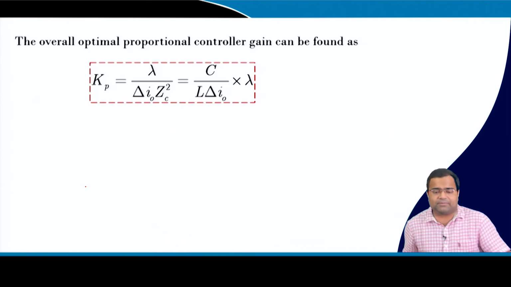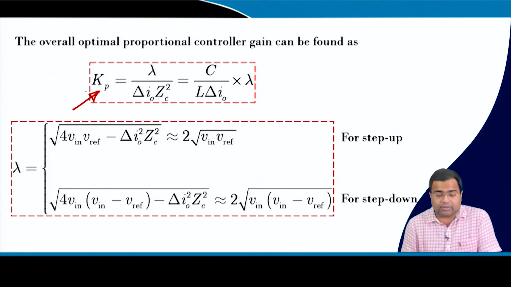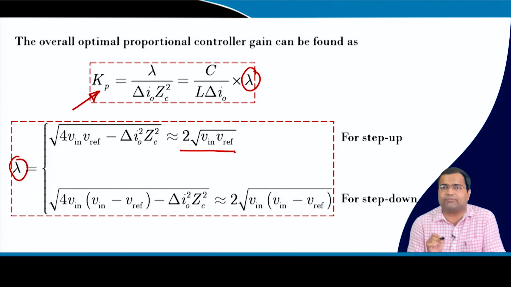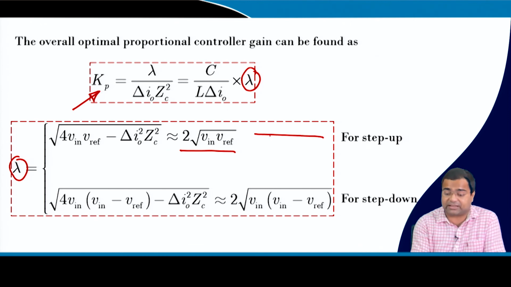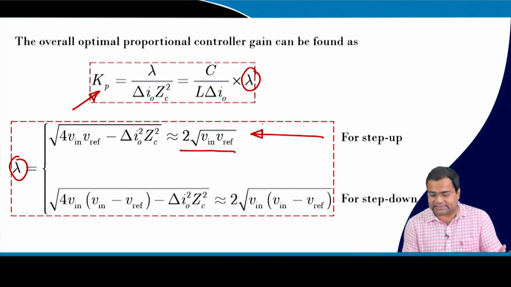So, for the overall time optimal control, the optimal gain will be Kp, where this lambda is approximately equal to twice the square root of V in Vref, but this is during the step up transient. The method that we have followed to derive the step up gain, you can do the same for the step down and everything else is the same except the Vref will be replaced by V in minus Vref.